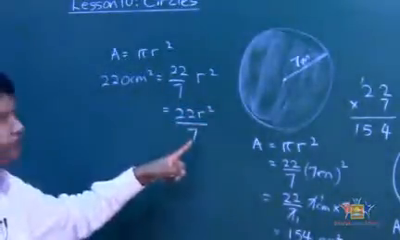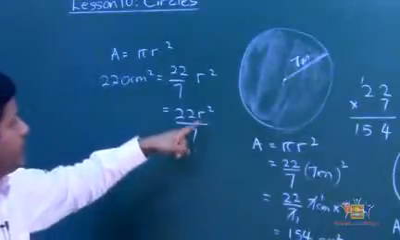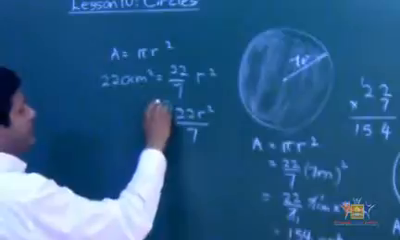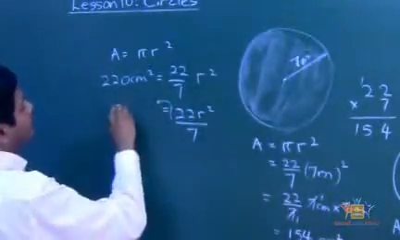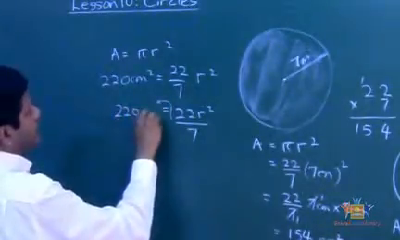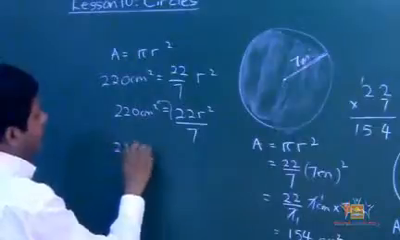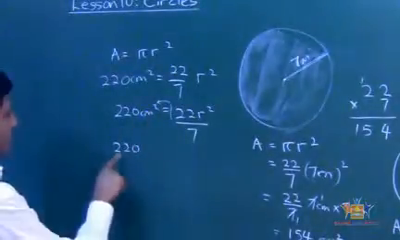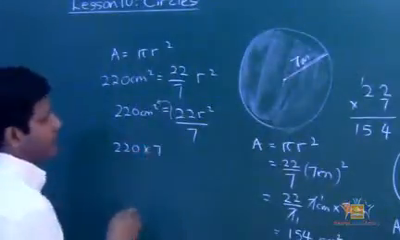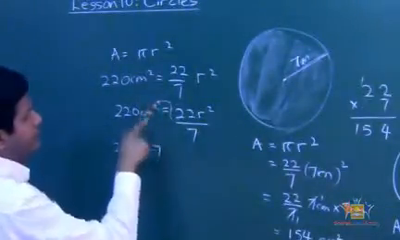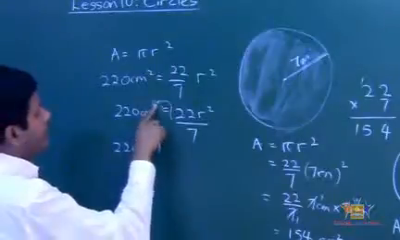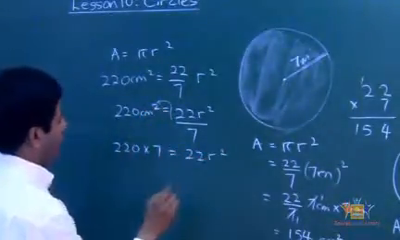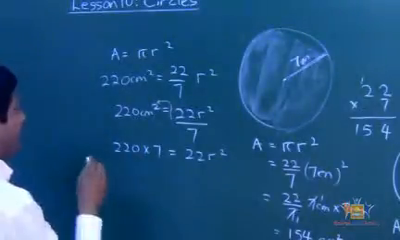So what is 7 doing to r? It's dividing. So we take 7 across the bridge, and division becomes multiplication. We take 220, keeping the centimeter squared aside for right now, and multiply that by 7, because division crossing the bridge becomes multiplication. The left is 22r squared, so we take 220 times 7.